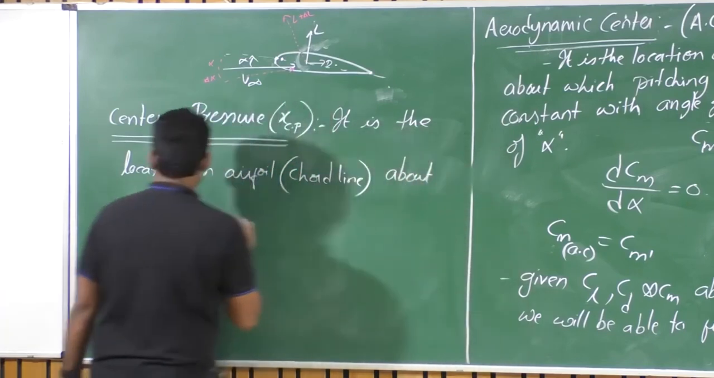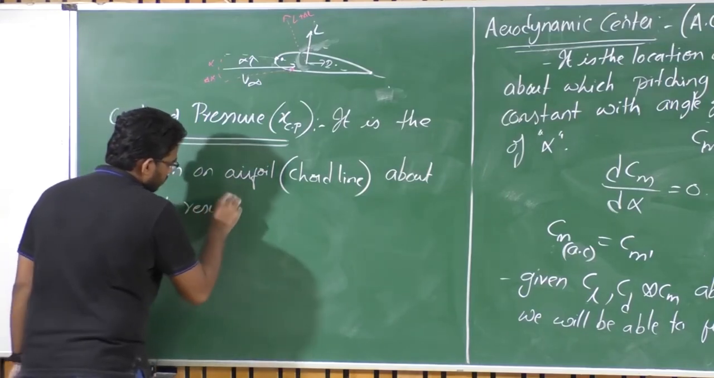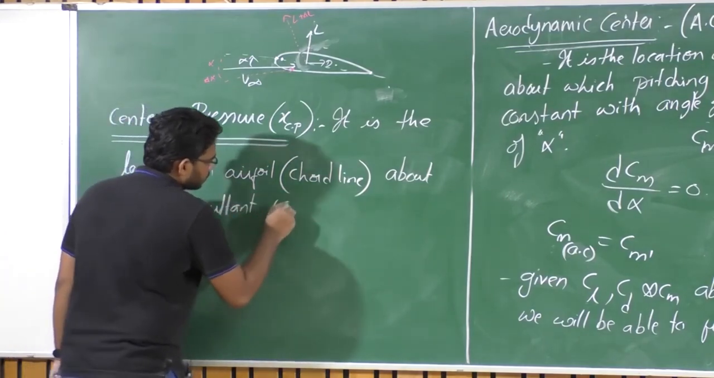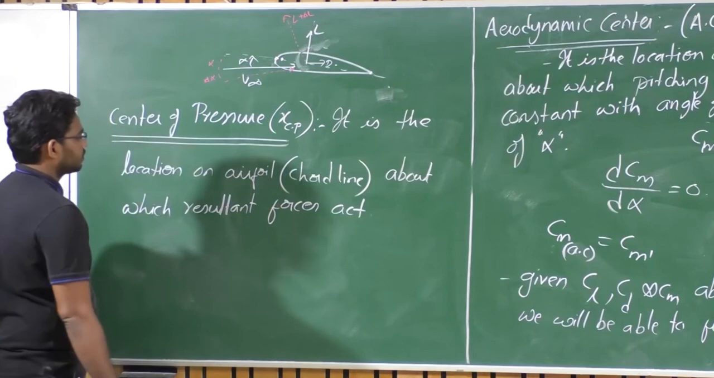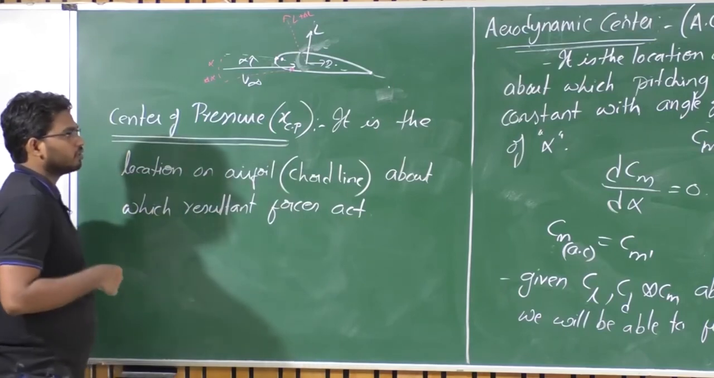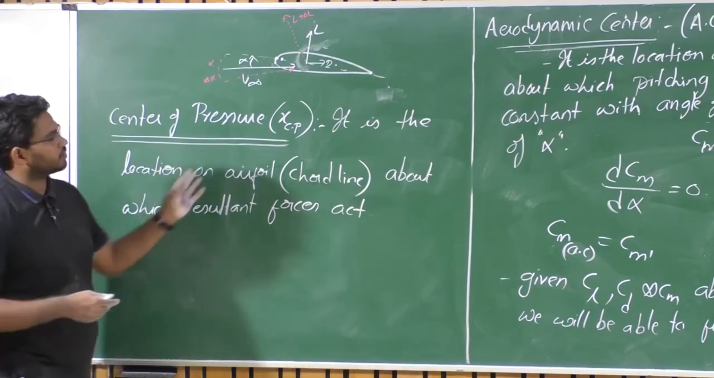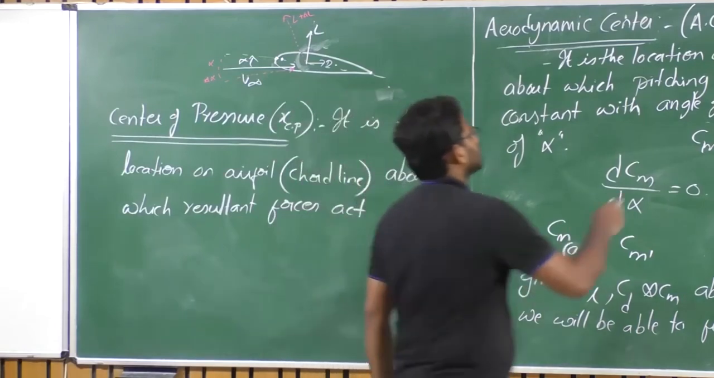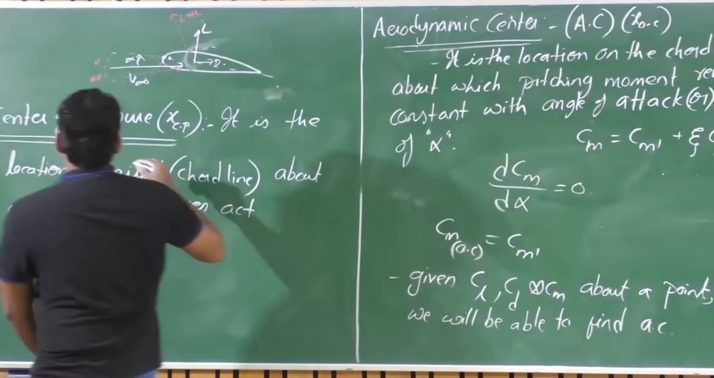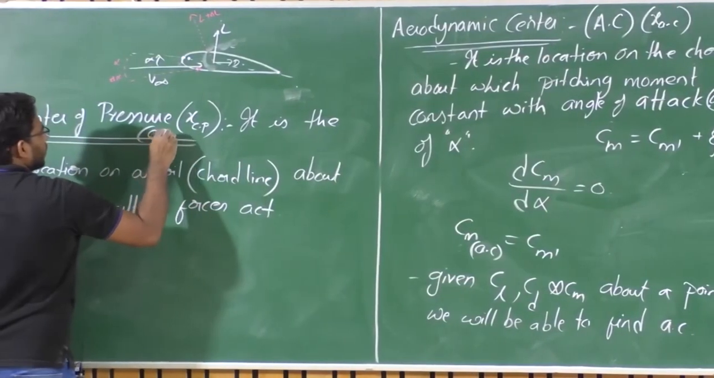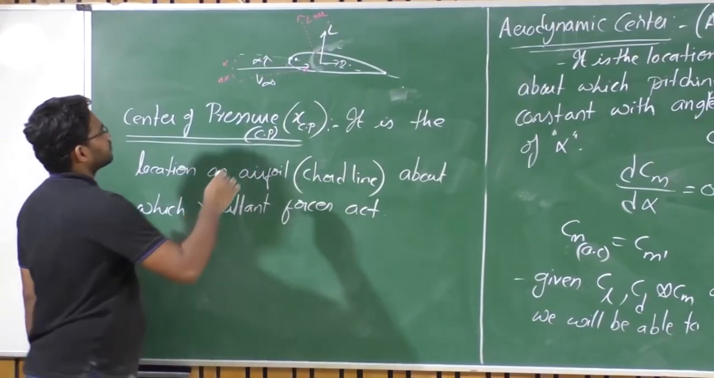about which the resultant forces act. So that means there is no moment about that particular point, pitching moment is 0, right? So how to find the relation between this XCP and XAC? So let us see AC, represented by XAC, right? And this is CP, represented by XCP. So how to find the relationship between them?